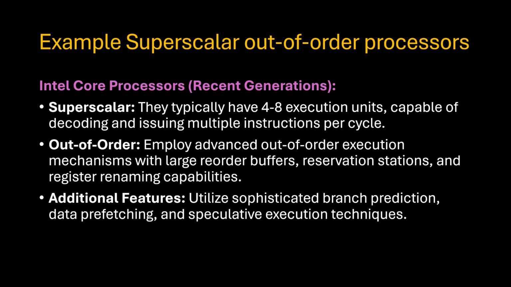These are samples of superscalar out-of-order processors. First, Intel Core processors, recent generations. Superscalar: they typically have 4 or 8 execution units capable of decoding and issuing multiple instructions per cycle. Out-of-order: they employ an out-of-order execution mechanism with a larger reorder buffer, reservation stations, and register renaming capability. Additional features: they utilize sophisticated branch prediction, data forwarding, and speculative execution techniques.